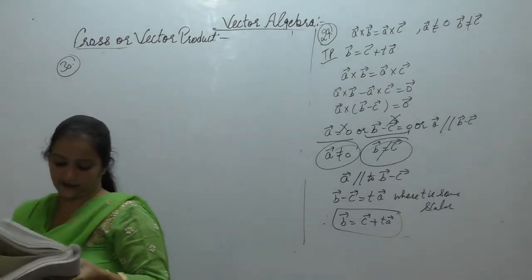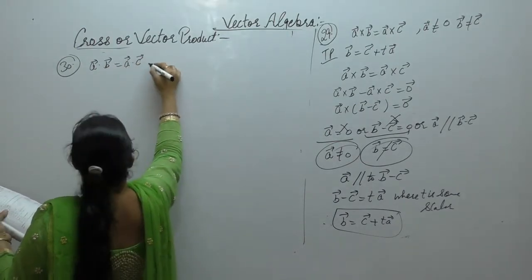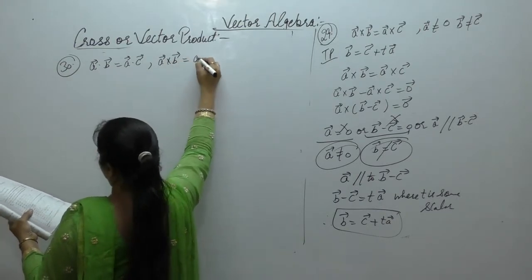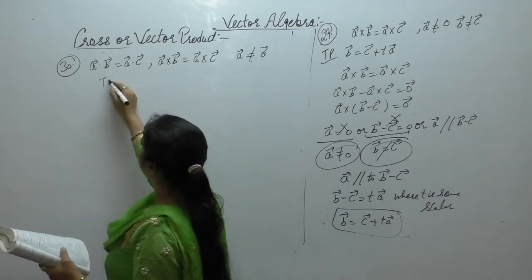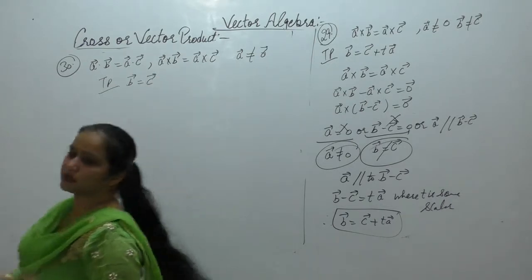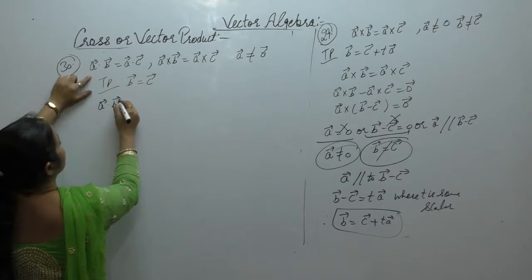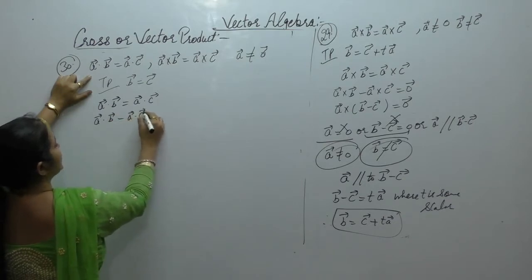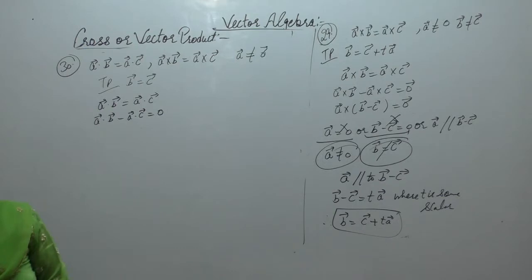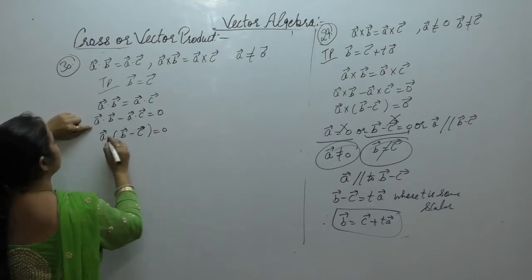If A, B, C are the vectors such that A dot B is equal to A dot C, A cross B is equal to A cross C, A vector is not equal to 0 vector, then show that B vector is equal to C vector. A dot B is equal to A dot C. A vector dot B minus A dot C is equal to 0. We can write it as A vector dot B minus C is equal to 0.